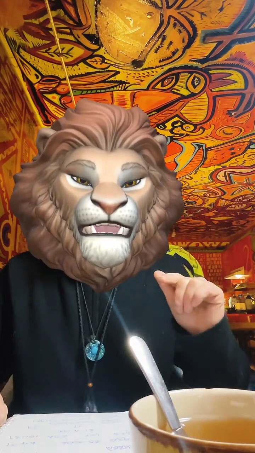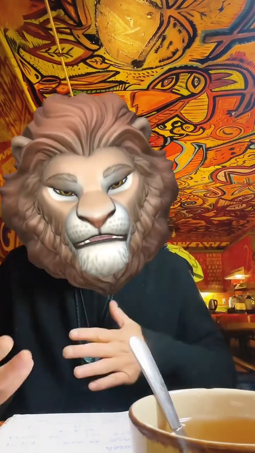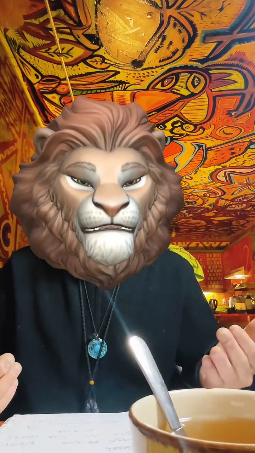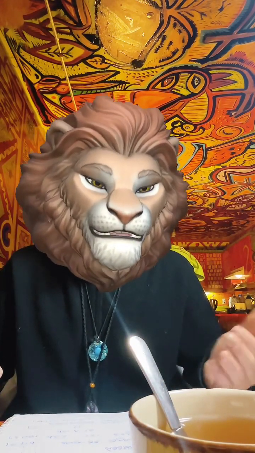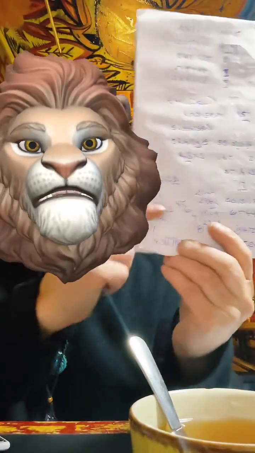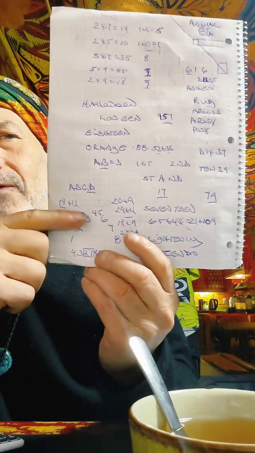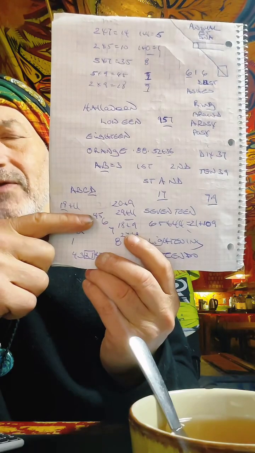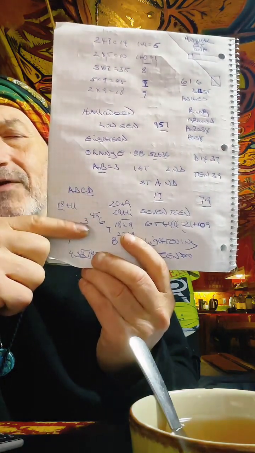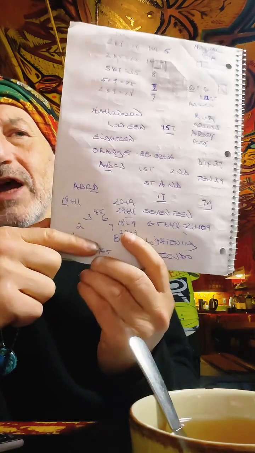All the combinations, right? 1 times 9, 9. 2 times 9, 18. 3 times 9, 27. 4 times 9, 36. 5 times 9, 45. 6 times 9, I flip this over, it's 54. 7 times 9, I flip it to the other side, 63. 8 times 9, 72. 9 times 9.